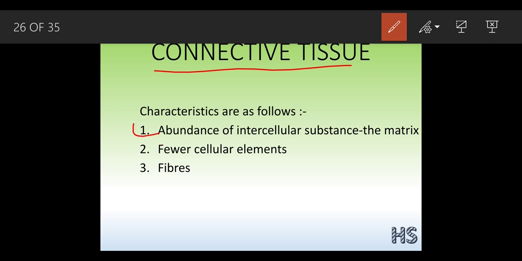There is an abundance, which means a sufficient amount, of intercellular substance, that is the matrix. What is a matrix? It's an intercellular substance inside which we can fill the essential substances. They are made up of a few cells, and they are made of fibers. Fibers are thread-like structures.